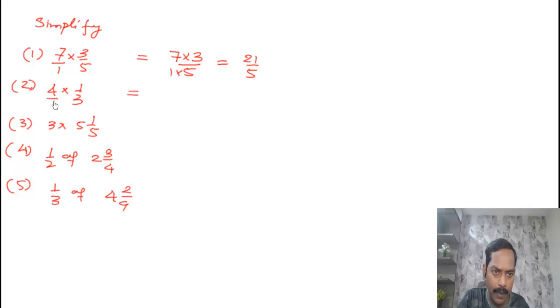The same logic should be applied here. The numerator should be multiplied with the numerator and the denominator should be multiplied with the denominator. So overall the value is 4 by 3, which is again a fraction. What kind of fraction is it? Improper fraction. Why so? Because the numerator is greater than the denominator.